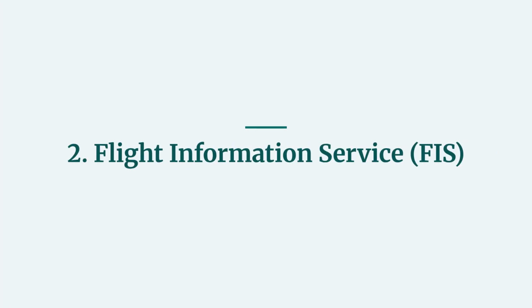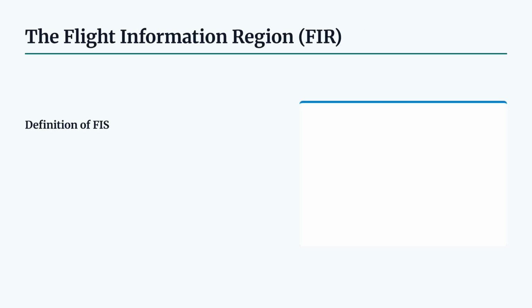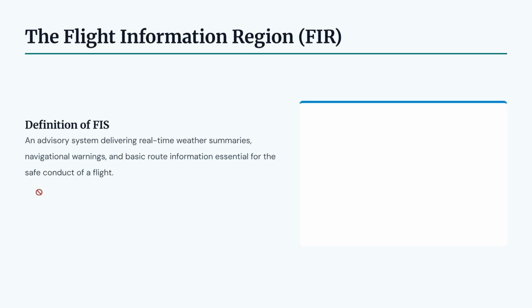Next, we will look at the Flight Information Service, or FIS. We will cover advisory management, flight information regions, and technical limitations. The Flight Information Region, or FIR, is an advisory system. It delivers real-time weather, navigational warnings, and basic route information.